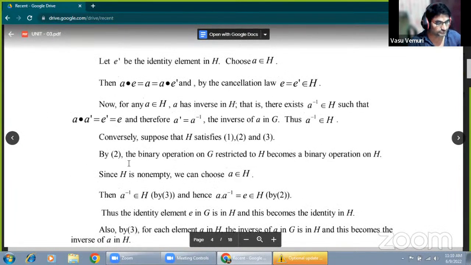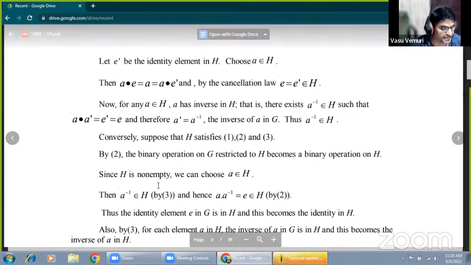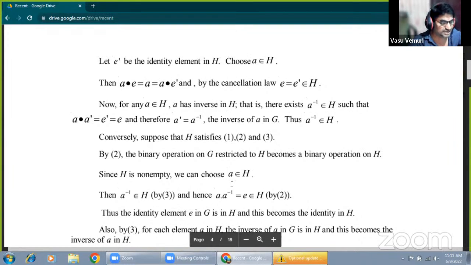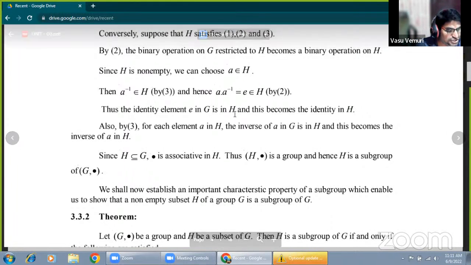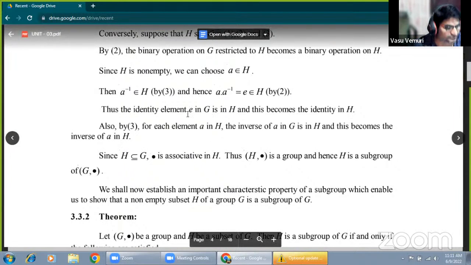By the second condition, that is the closure relation, it becomes a binary operation on H. H is non-empty, and A, B are any elements given in this capital H. Therefore, A inverse also belongs to H, since every element must have an inverse. So A belongs to H means A inverse also belongs to H by the third property, the inverse part. Because A into A inverse equals the identity, here E belongs to H. The identity element in capital G is also in H, and it becomes the identity in H, the same identity.